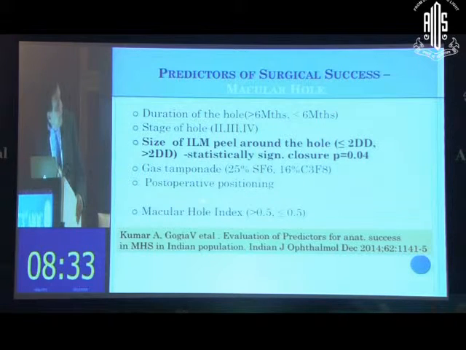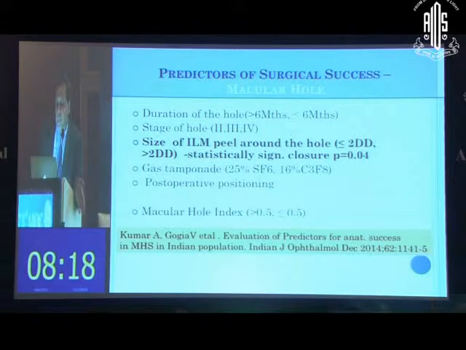So we found that the most important thing in this study was the size of the ILM peel, which when it was greater than 2 disc diameters, showed a statistically significant closure with a p-value of 0.04, as compared to the other variables which were studied, which didn't show any statistical significance, including the macular hole index, gases, the types of holes, and even the duration of the holes didn't play a role. So this played a major role.